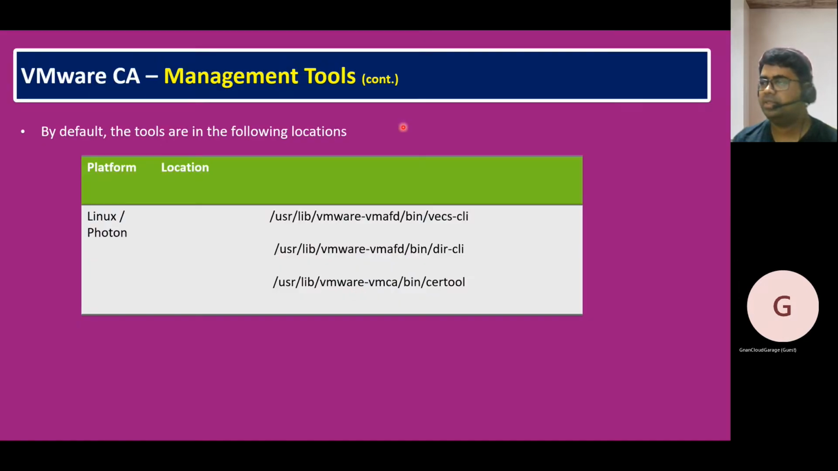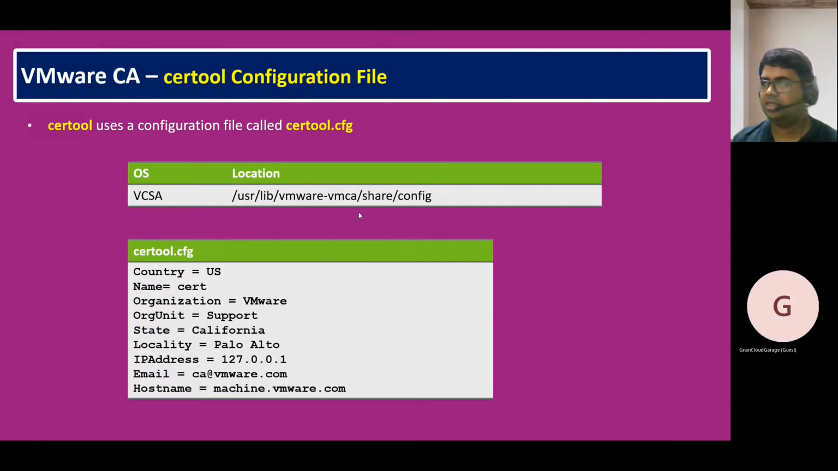Let's minimize the same path we verified just now. And on another slide, the configuration file we verified, that path is highlighted here. CertTool uses a configuration file called certtool.cfg, and we verified this default path also. Okay, and now we'll talk about certificate deployment options.